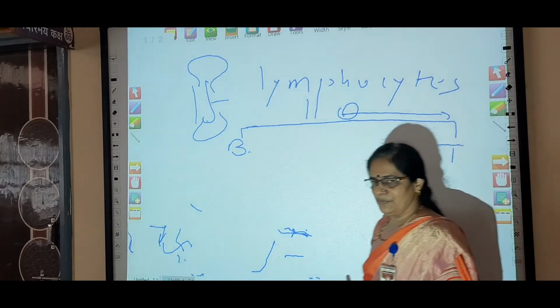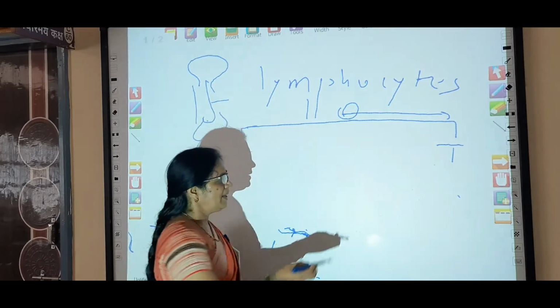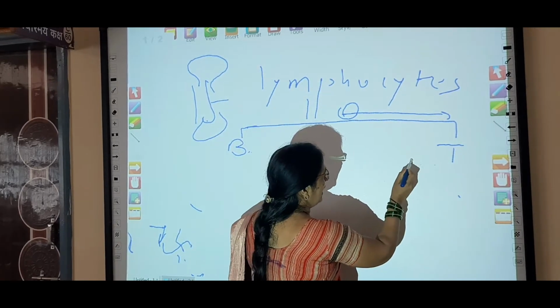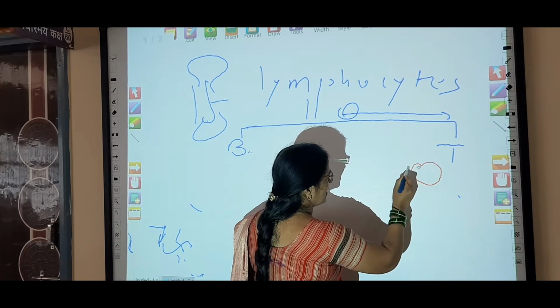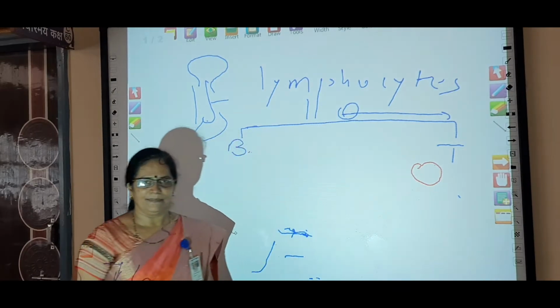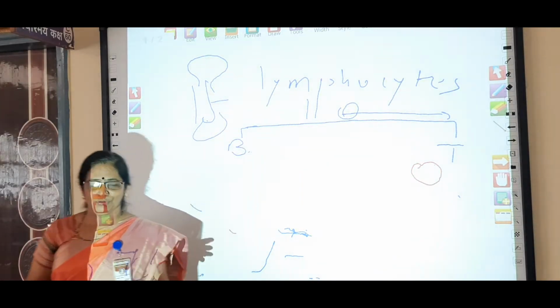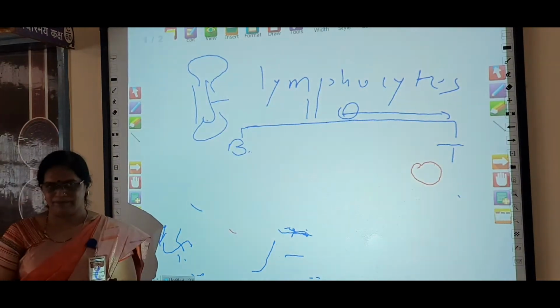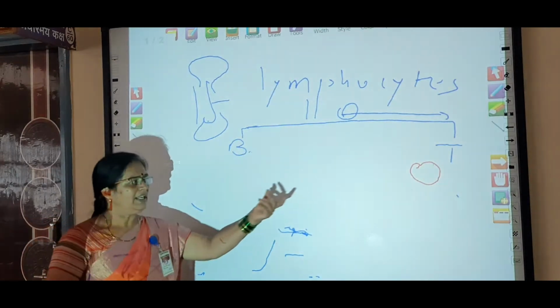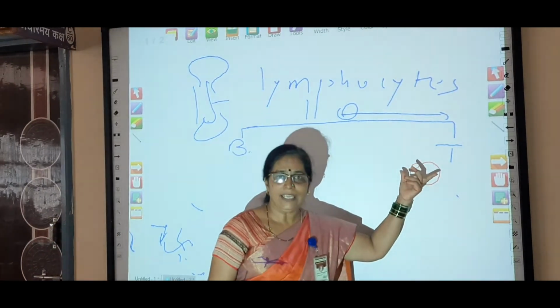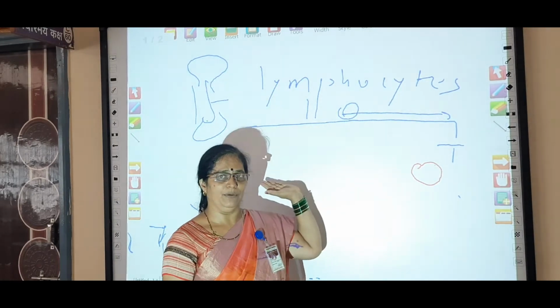There are different types of lymphocytes. Helper or the T helper cells. T helper cells means which help the B lymphocyte. What is the main function of the T helper cells? T helper cell helps the B lymphocyte.